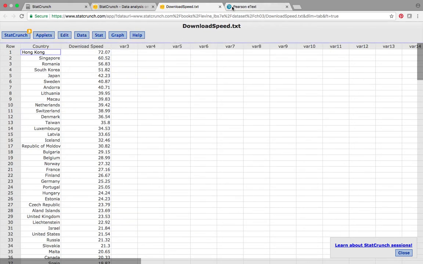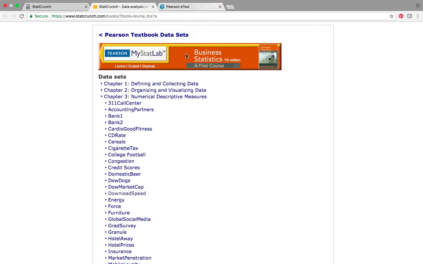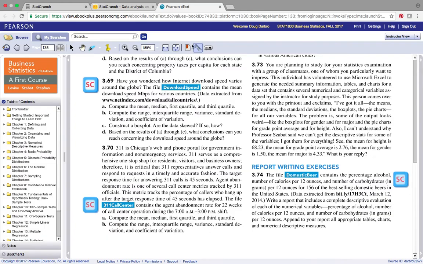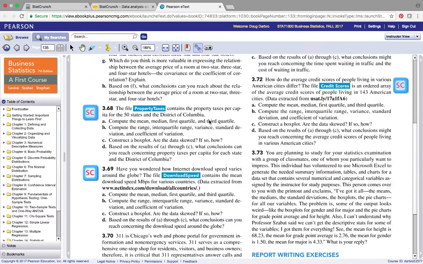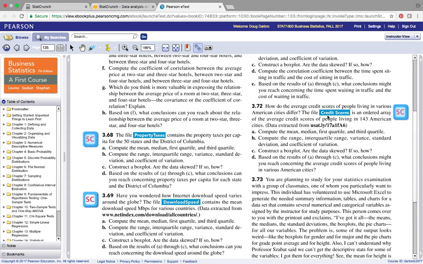All right, gang, let's go on and look at the next problem, 3.72. So I'm going to close this down. 3.72 deals with credit scores, and pretty much it asks the same types of questions, so we'll run through those very quickly.